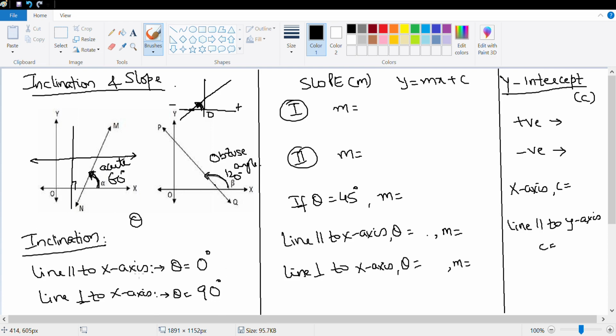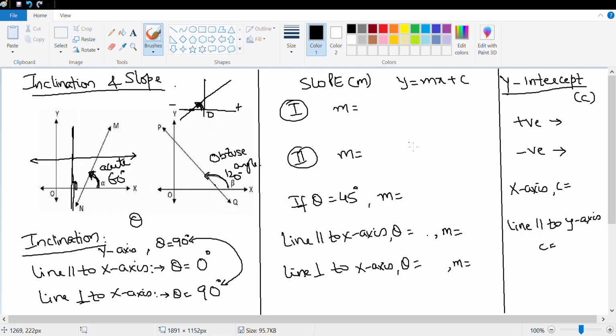Now let's look at line parallel to y-axis. Which is that line parallel to y-axis? This is the line parallel to y-axis. What angle does it make with the x-axis? In this case, theta is equal to 90 degree. A line perpendicular to x-axis is the same as the line parallel to y-axis.